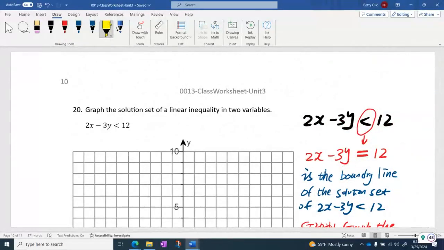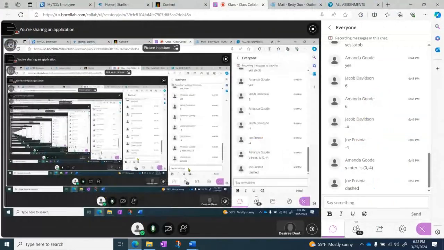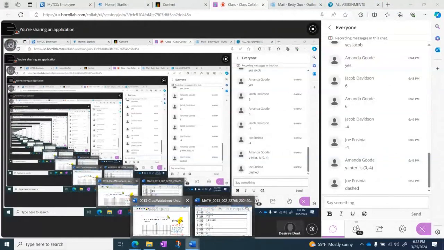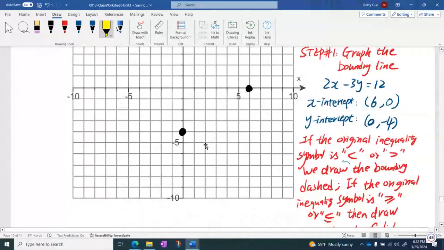I'm going to highlight that in yellow. The original given inequality symbol is strictly less than. So are we going to draw dashed? Very good. Thank you, Jill. Exactly. Let me explain why, but let me first draw the line as dashed.